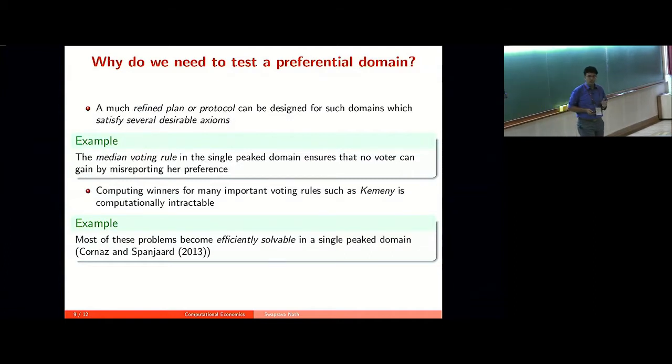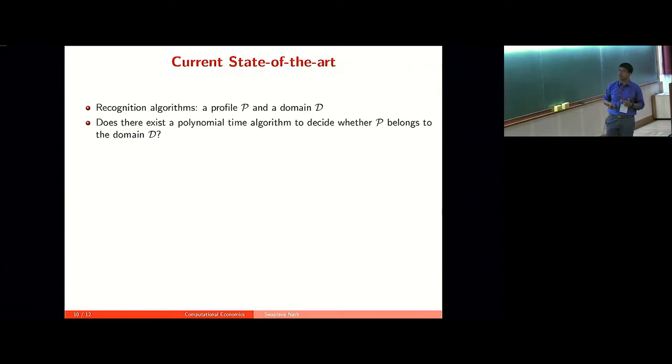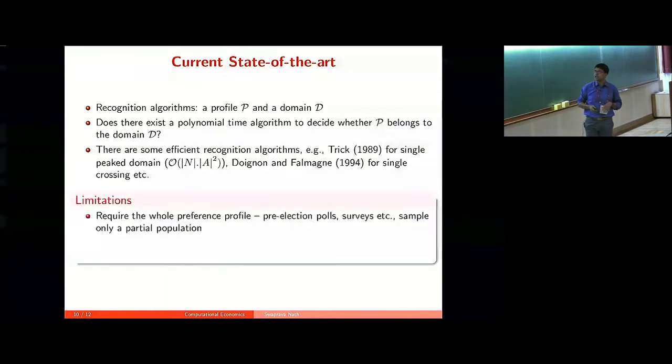So the goal is to figure out, given a bunch of preferences of all of us, whether this is coming from a single-peaked preference domain or not. And the current state-of-the-art algorithms use what are known as recognition algorithms. You are given a particular profile, and you are asking whether this profile is coming from that particular domain D or not. Now, there are mechanisms which give polynomial time algorithms for this, but somehow the polynomial includes the number of votes. So in some sense, you are going to scan over everyone's preference and then decide whether this is going to be single-peaked or not. So this is one disadvantage of this kind of approach.